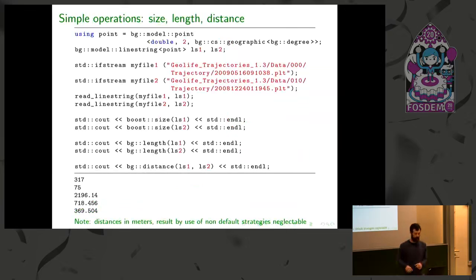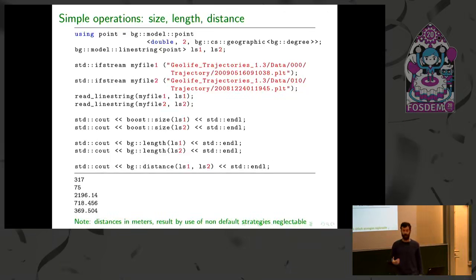Okay, and this is how my C++ code looks like. I'm defining the point again, which is geographic. I create two line strings, I load my two trajectories on the line strings, and then I can ask what's the size. The size means how many points you have in the trajectory. So you can see the first trajectory has 317 points. The second one has 75.